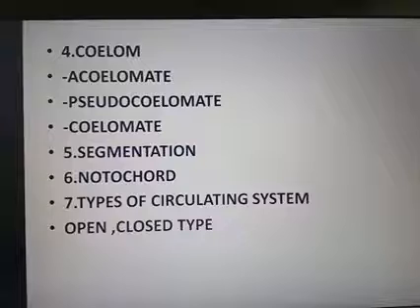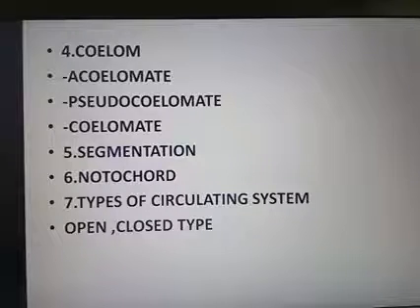Pseudo means false. Instead, the mesoderm is present as scattered pouches in between the ectoderm and the endoderm, and such a body cavity is called pseudocoelom. An example for pseudocoelomate is Aschelminthes. The next one is acoelomate. Animals without coelom are called acoelomate. We have to study only one example for acoelomate, that is Platyhelminthes. So please remember, pseudocoelomate example Aschelminthes, acoelomate example Platyhelminthes, and coelomate example annelids to chordates.